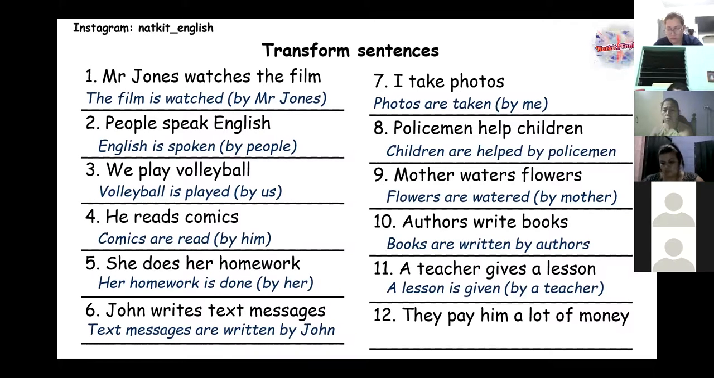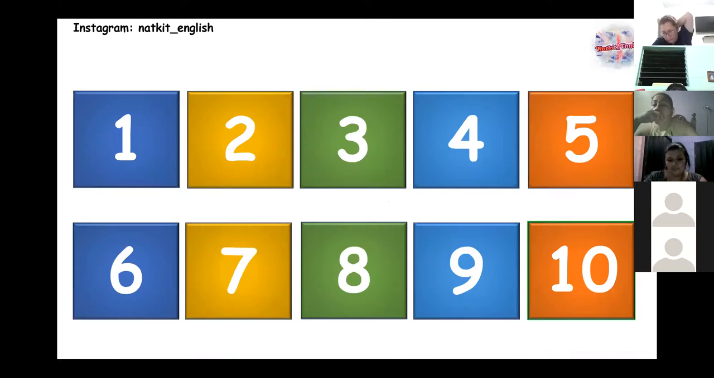La última. They pay him a lot of money. Sería, he is paid a lot of money by them. By them. Excellent. Okay, veamos qué dice la número uno.